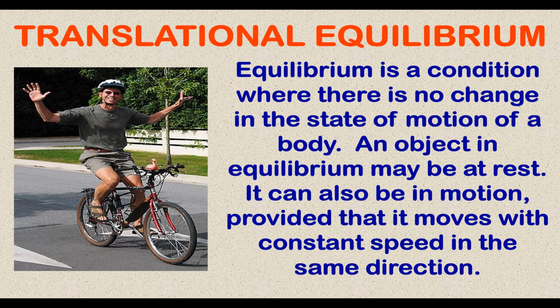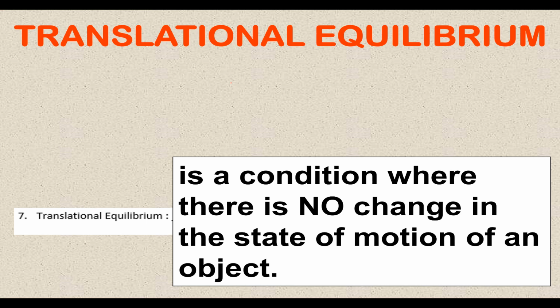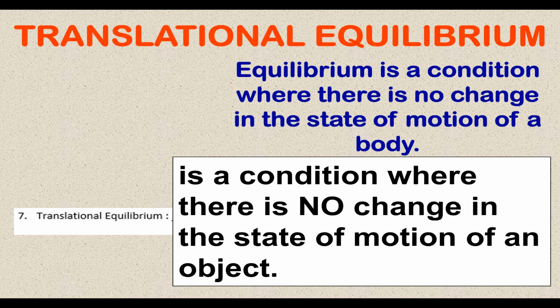That was enough time to digest. Now here we go. Translational equilibrium. Equilibrium is a condition where there is no change in the state of motion of the object or body. An object in equilibrium may be at rest. It can also be in motion, provided that its motion is at a constant speed and in the same direction. Translational equilibrium is a condition where there is no change in the state of motion of the object. a equals 0.